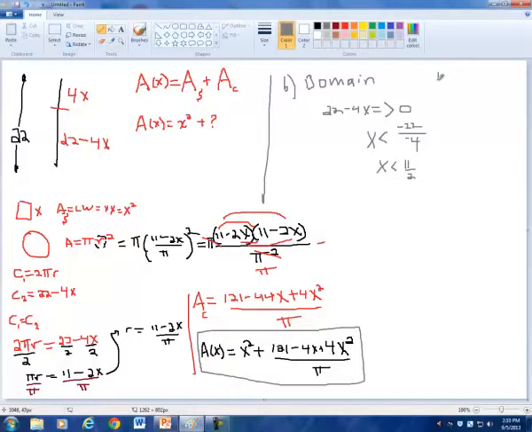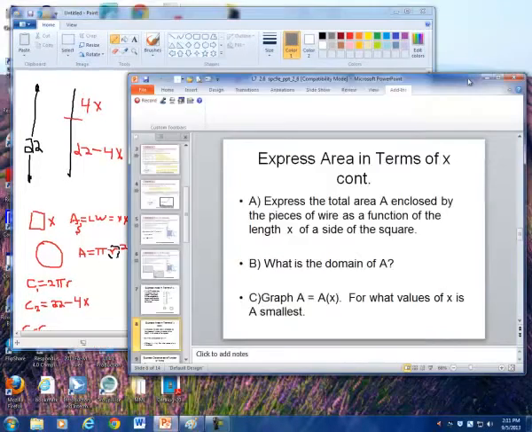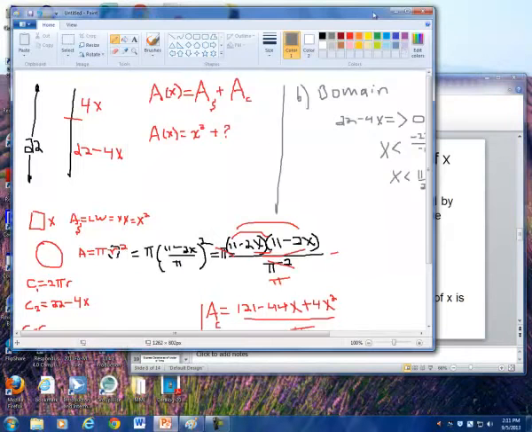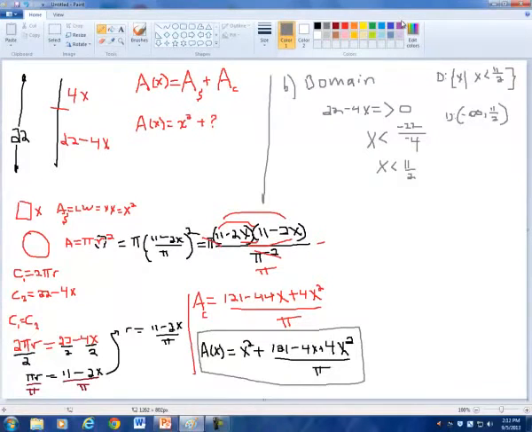And so our domain is going to be, here's curly bracket x, such that x is less than 11 over 2. So in interval notation, that would be negative infinity to 11 over 2, and that's open. Alright, so that's our domain, and we want to graph that. And what value of x is the smallest? Well, when we do that, you go ahead and apply it in your calculator and work it from there. So let's try that.